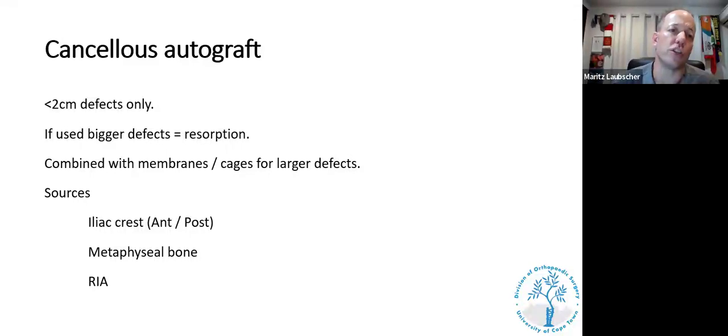So just using cancellous autograft for segmental bone defects, you should only do in small defects, up to 2 centimeters, I would say. If used in bigger defects, the graft just resorbs, and you need to combine it with membrane or cages, or use a structural graft in larger defects.